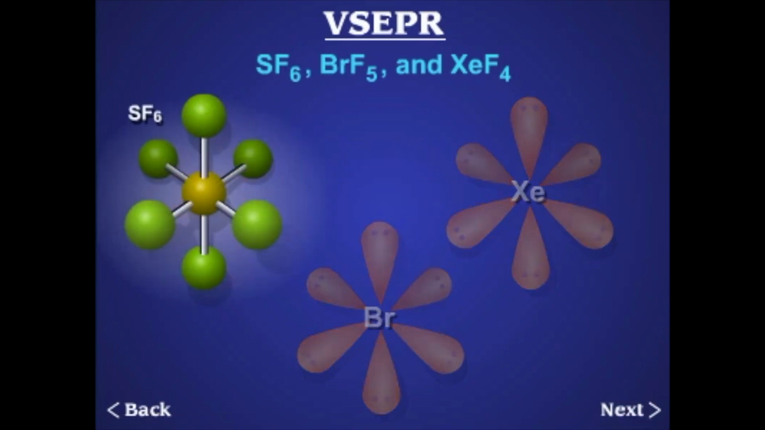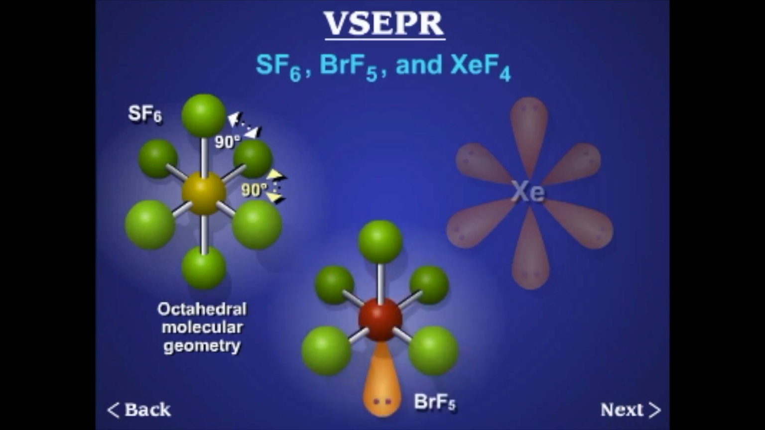Molecular geometry is the arrangement of the central atom and the atoms bonded directly to it. In SF6, all 6 electron pairs around sulfur are bonding pairs. The molecular geometry is octahedral with bond angles of 90 degrees.